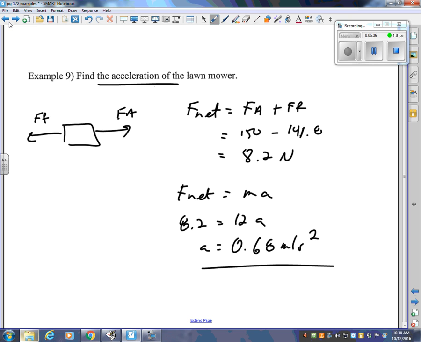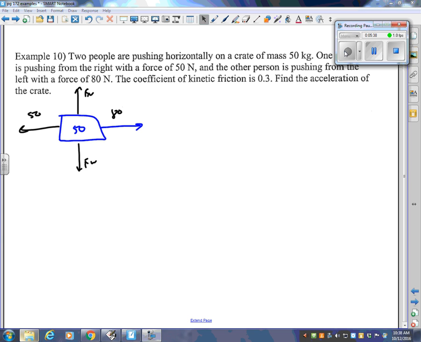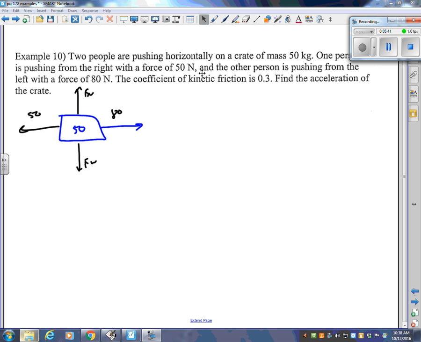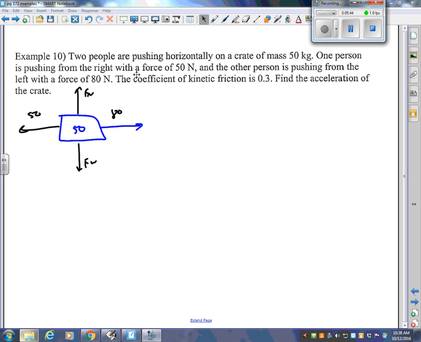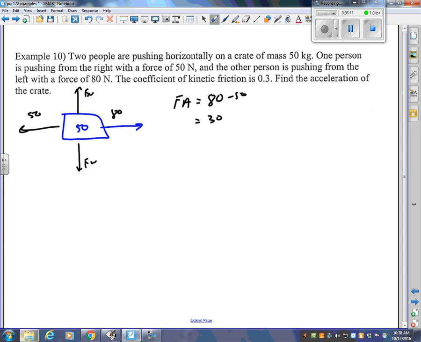Okay, I'm going to come around with a new set of cards. Okay, two people are pushing horizontally on a crate of mass 50 kilograms, but they're not very smart because they're pushing from opposite sides. One's pushing from the right with a force of 50, so from the right, that means to the left. The other is pushing from the left, so that means to the right with a force of 80. The coefficient of friction is 0.3. Find the acceleration of the crate. Now, if there was no friction at all, which way would this thing go? To the right, right? So the applied force is 80 minus 50, 30 newtons to the right. You should see that.